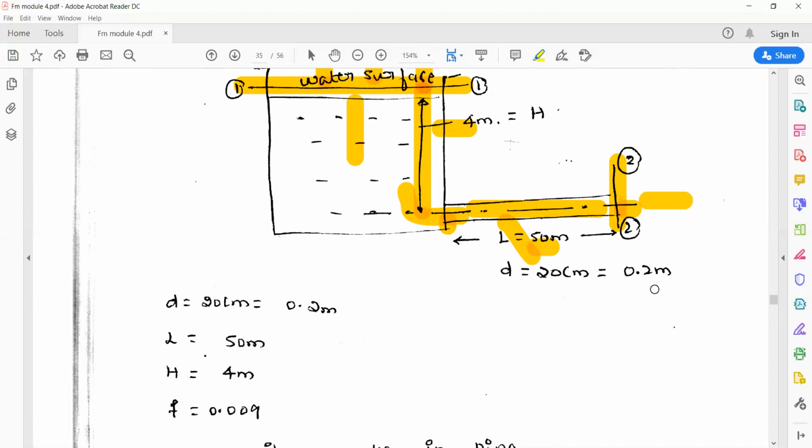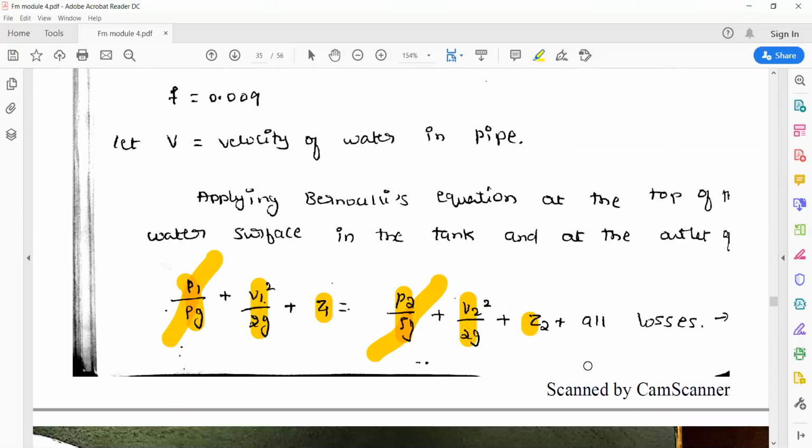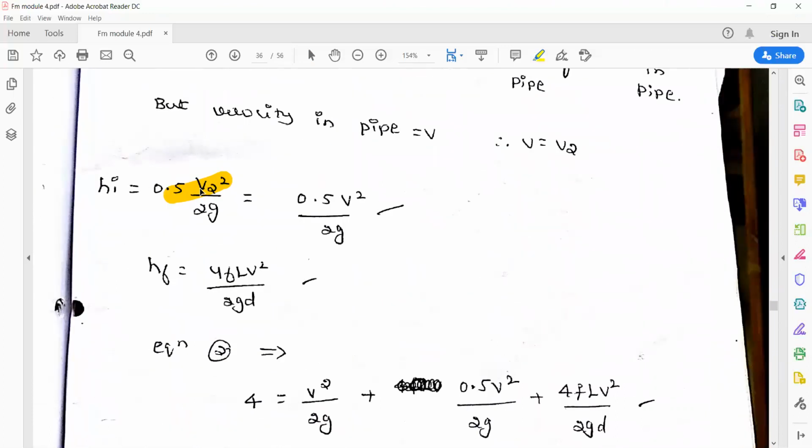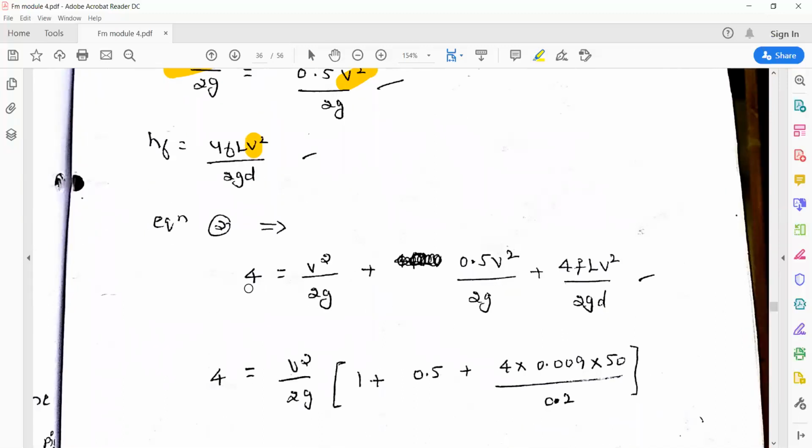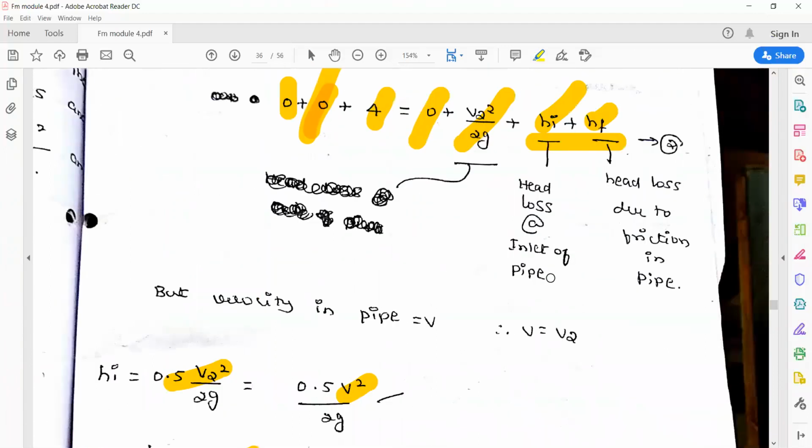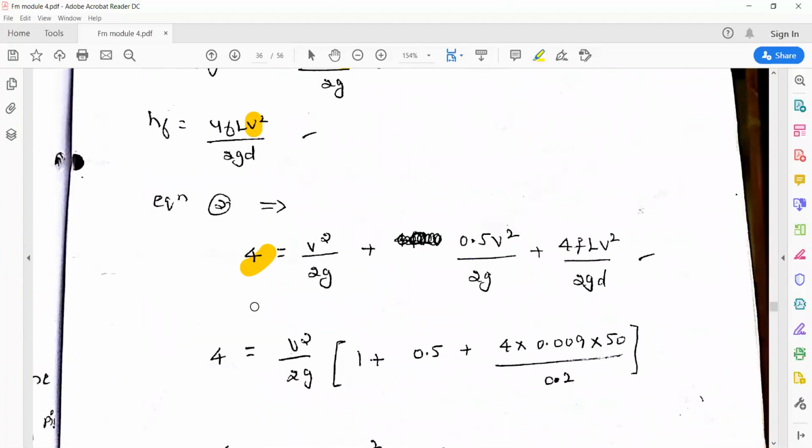Right. Because section 2 is at the end of the pipe only, the velocity through the pipe is considered as V, so we can write V2 is equal to V. So here V2 has become V, 0.5 V square by 2G. In the same way, for HF we have the formula 4FL V square by 2GD, where the velocity is considered V only. So if you substitute in equation 2, it becomes 4 is equal to V square by 2G plus 0.5 V square by 2G plus 4FL V square by 2GD.